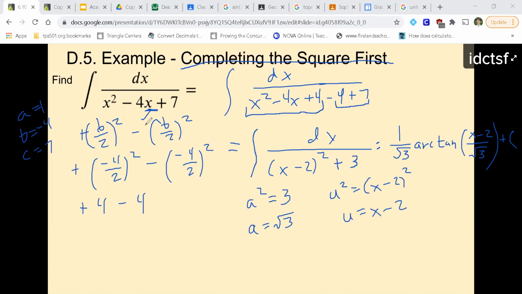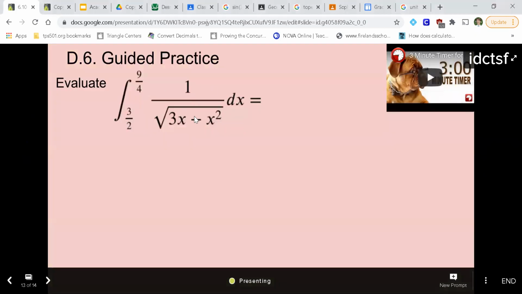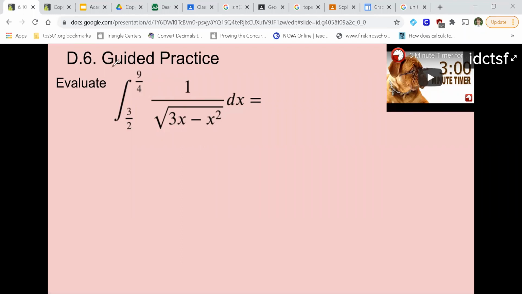Alrighty. Let's have you try one. Try this one. Again, you will need to complete the square first because this is not in the right format. So again, pause the video, see if you can do it, and then hopefully when you resume, you should get the same answer that I get as I work this out.